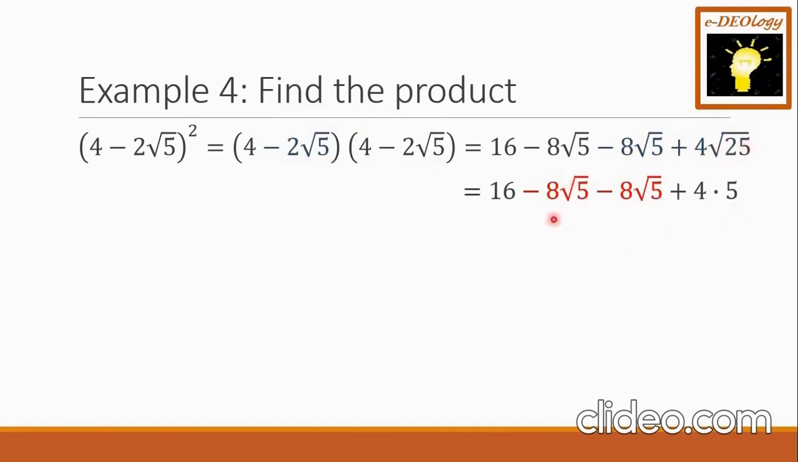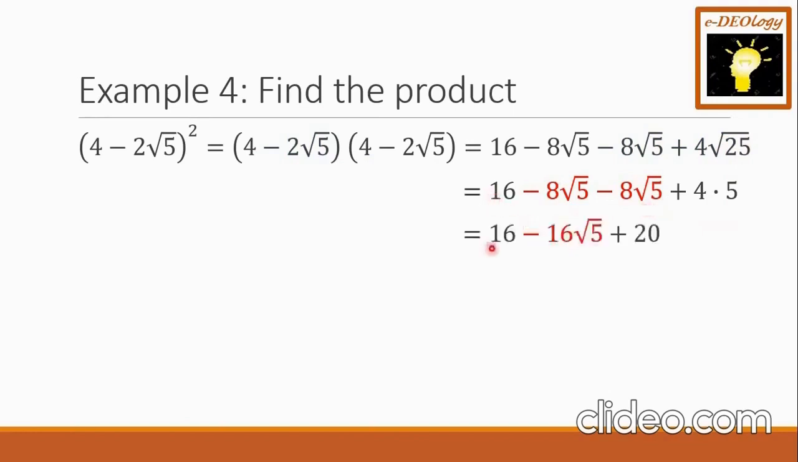In the second term and the third term, we can see that they are the same radical. It means we have radicals of the same index and the same radicand. In that case, we can combine these two radicals in the middle.